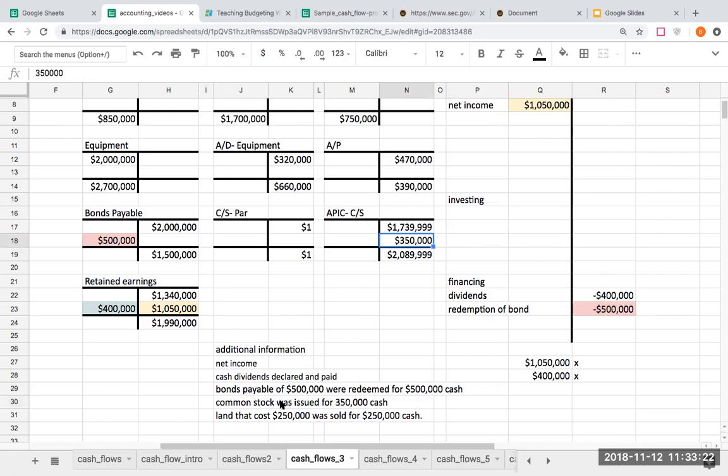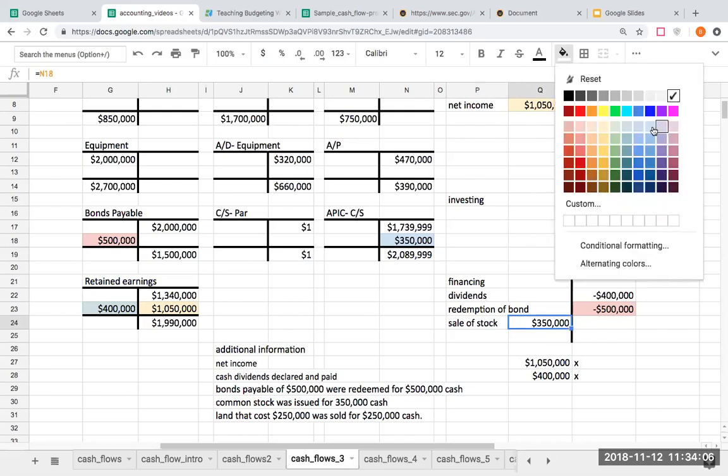When I'm dealing with my additional information, I want to go through and input these transactions as though they had an impact on cash. So here, common stock was issued for $350,000 cash. What does that mean? More than likely, cash was debited, and additional paid in capital common stock and common stock at par were credited. So here, I've got $350,000 showing as an increase to my additional paid in capital common stock. What I'm then going to do is the opposite to cash, or here have a debit to cash. I'm going to call this a sale of stock, or you could say a common stock issuance. Both of those would be fine.